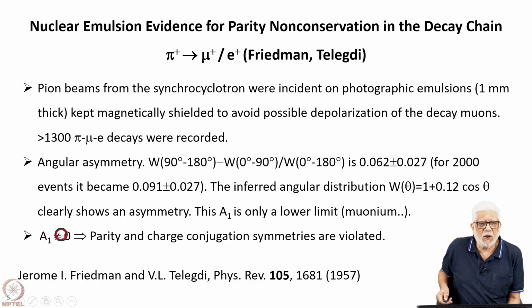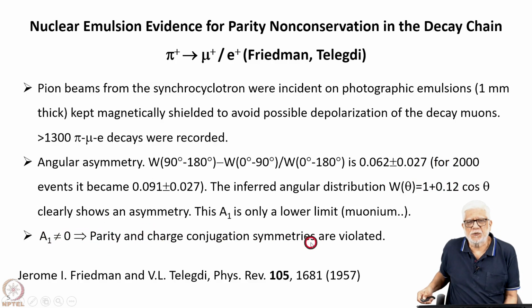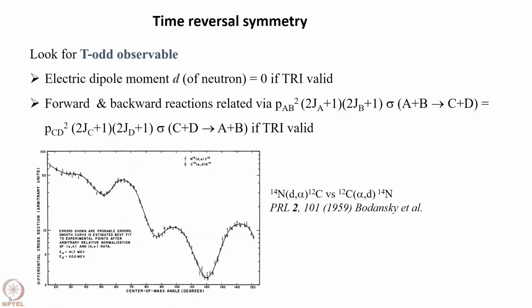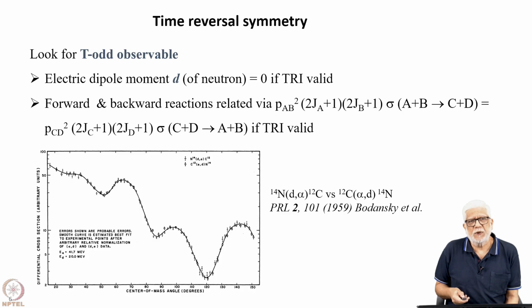In any case, A1 not being 0 from the data shows that parity and charge conjugation symmetries are violated, and this is the reference to that paper. Okay. So, now we come to another symmetry.